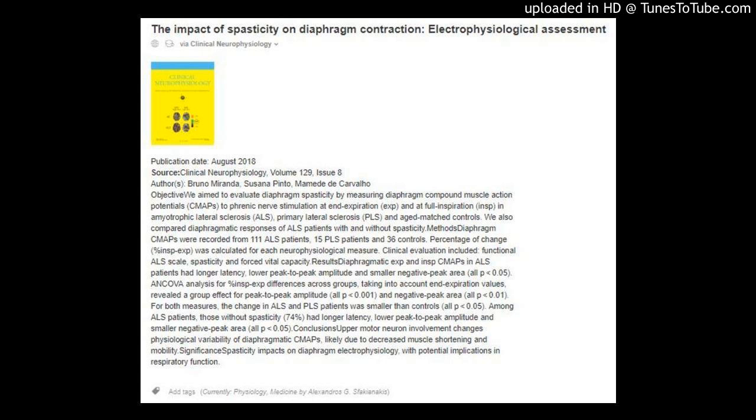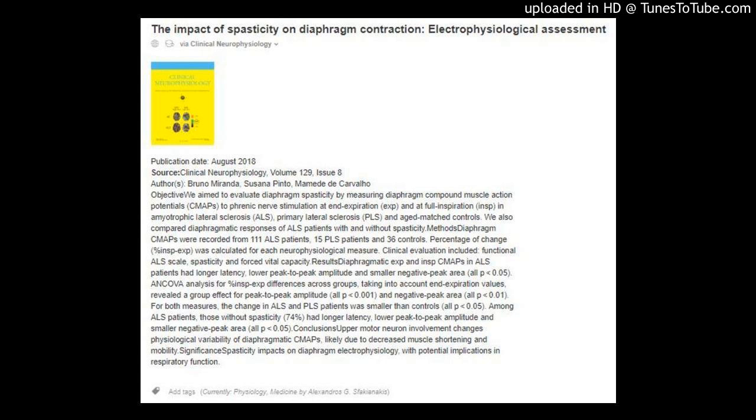Methods: Diaphragm CMAPs were recorded from 111 ALS patients, 15 PLS patients and 36 controls. Percentage of change, %insp-exp, was calculated for each neurophysiological measure. Clinical evaluation included functional ALS scale, spasticity and forced vital capacity.